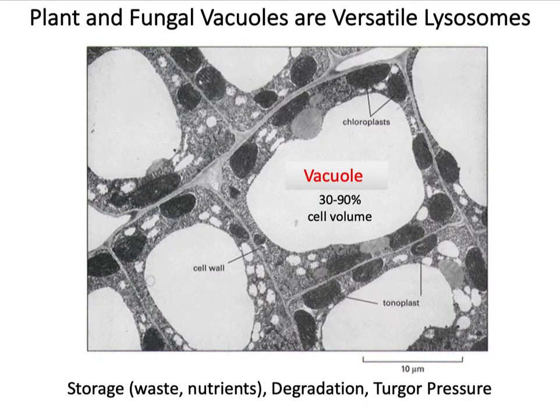In plant and fungal cells, there is a large organelle known as a vacuole, and these can occupy as much as 90% of the cell volume. We sometimes like to call these vacuoles versatile lysosomes. They function like lysosomes in the degradation of macromolecules, but they also serve as a storage organelle for waste and nutrients. In the case of a plant cell, they regulate the turgor pressure that is necessary to maintain the structure of the plant cell. So the plant and fungal equivalent of the mammalian lysosome is the vacuole.